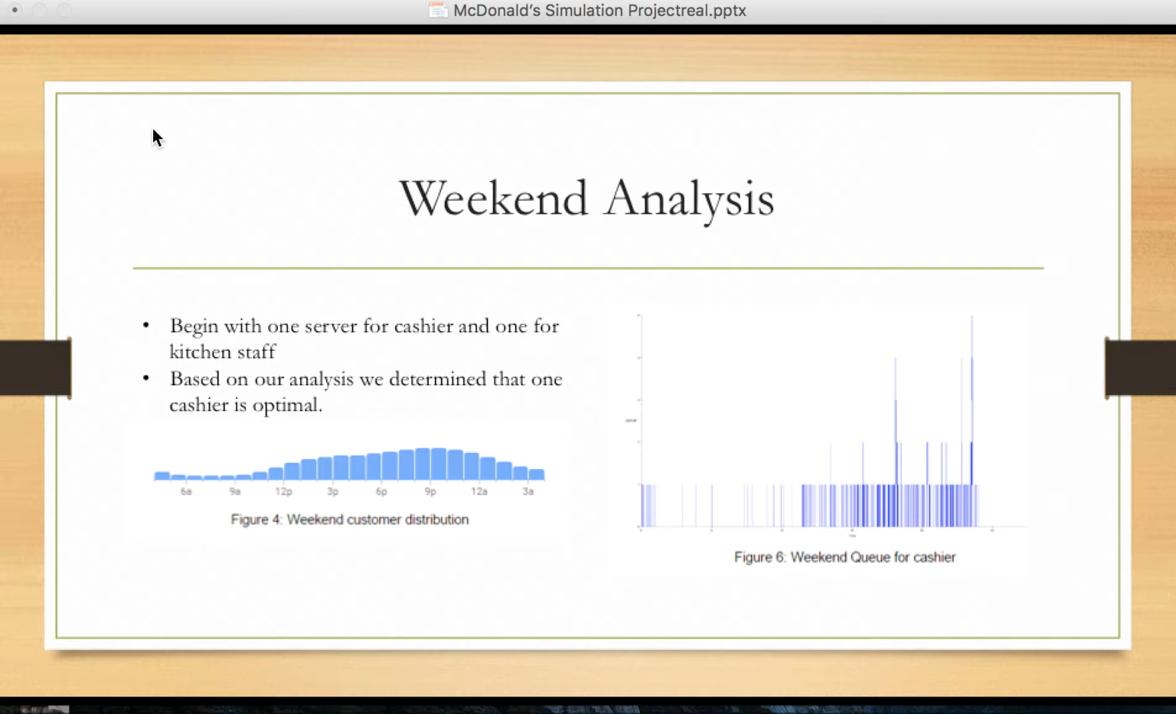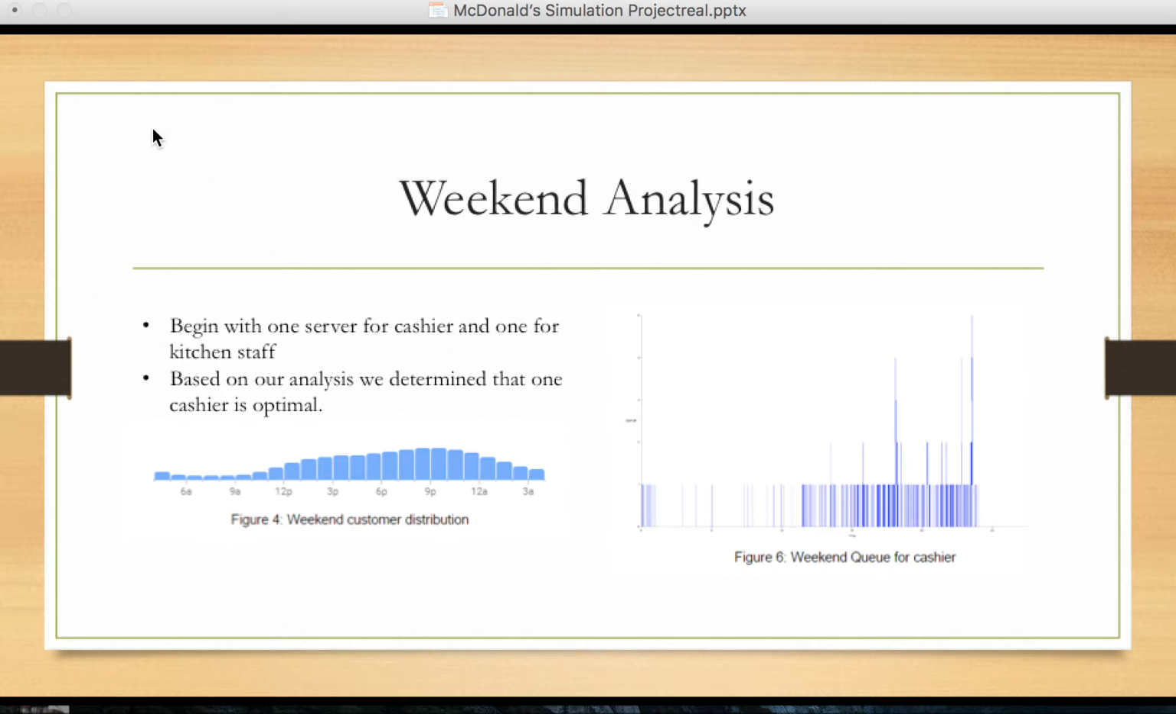So now we want to run the simulation that was just mentioned, and we want to optimize the number of servers, which is the cashier size and the kitchen size, for 2 cases. One being for the weekend and one being for the weekdays.